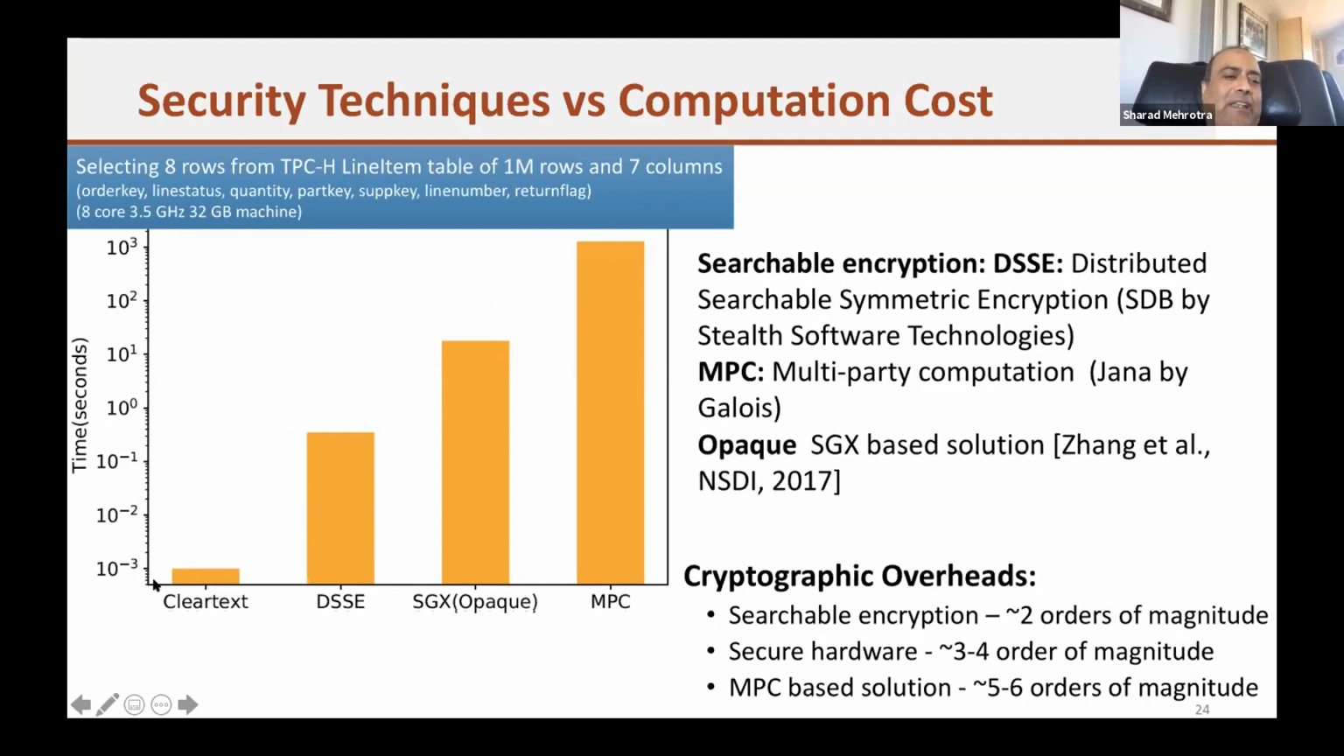Roughly, if it takes, let's say, 10 to the power minus 3 seconds on clear text, if you look at MPC, it's taking about 1,000 seconds. So there's an order of 5 to 6 at least, right there. Likewise, if you look at, let's say, the SGX or Opaque implementation, it's taking roughly 10 seconds. So it's still 3 or 4 orders of magnitude difference between a secure hardware solution and a clear text solution in this setting. And if you look at searchable encryption, this is about 2 orders of magnitude. I think you should keep this in mind as we go forward, because this will play a very, very vital role in selecting what techniques you use.